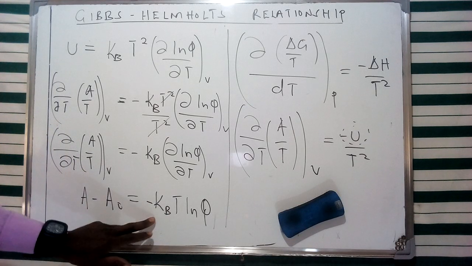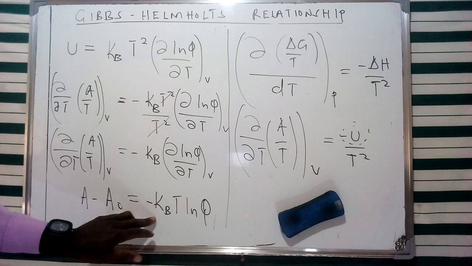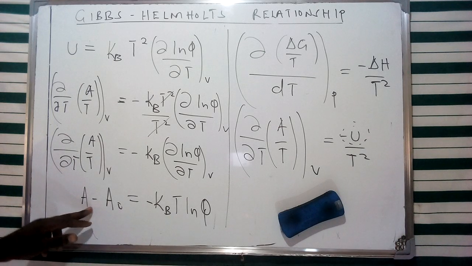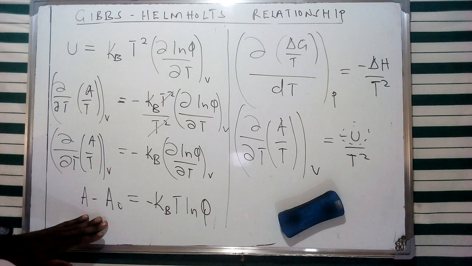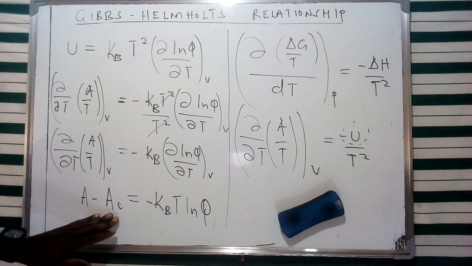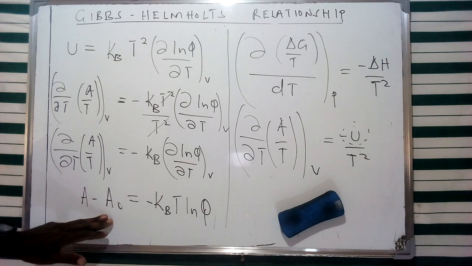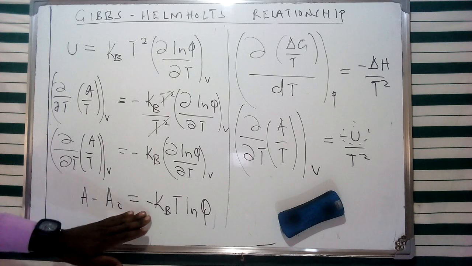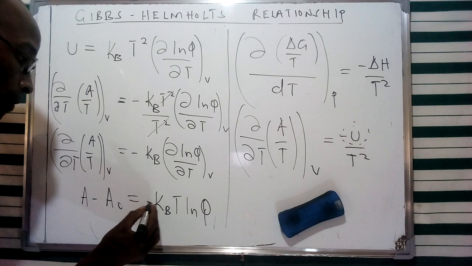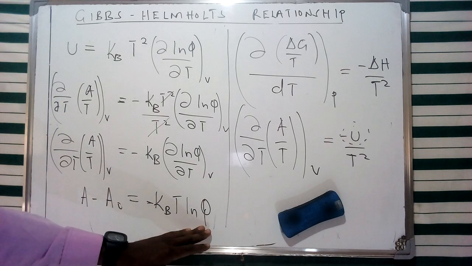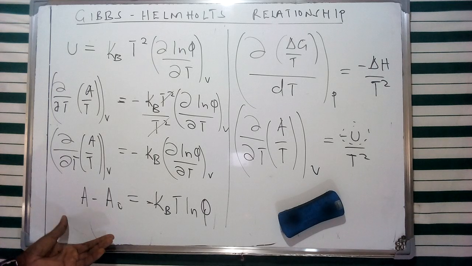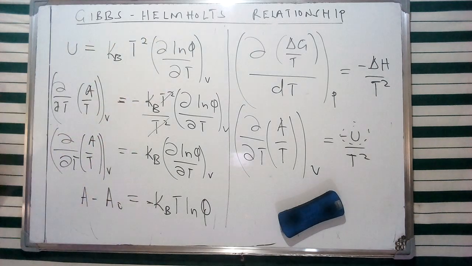So this is going to reduce to this representation, whereby we have the change from the initial state at absolute zero. We're going to have A naught given as a constant of integration, and then we have negative k_B T natural log of Q. So this is going to form our representation for the partition function of the Gibbs-Helmholtz relationship.